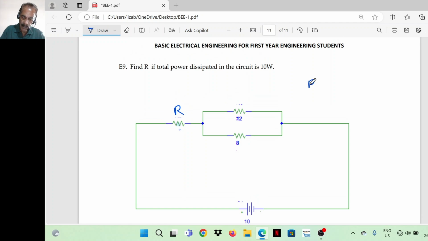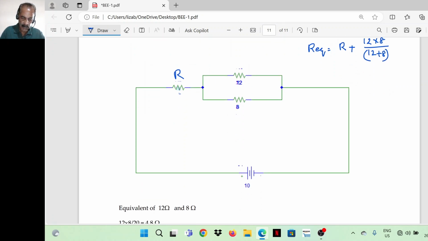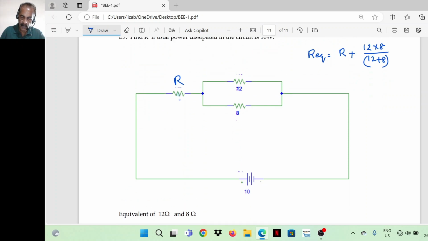So R equivalent is equal to R plus the equivalent of 12 and 8 in parallel. 12 into 8 divided by 12 plus 8, so that is 4.8. That is, R equivalent is equal to R plus 4.8.